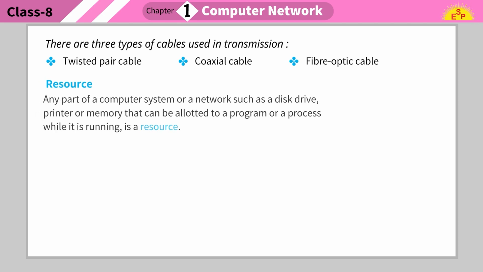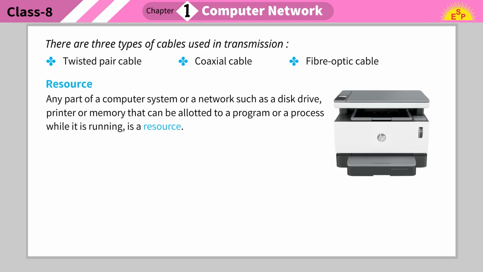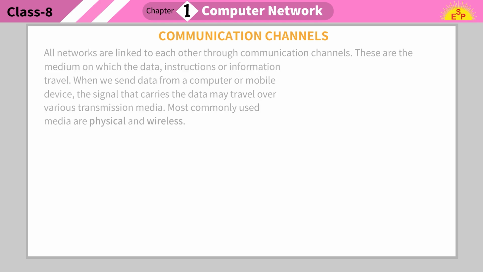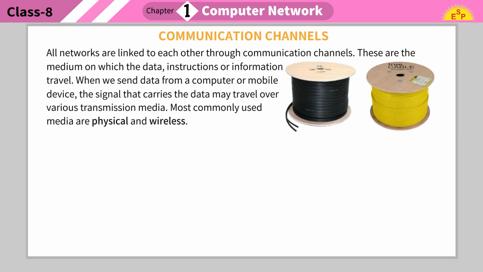Resource. Any part of a computer system or a network such as a disk drive, printer or memory that can be allotted to a program or a process while it is running is a resource. Communication channels. All networks are linked to each other through communication channels. These are the medium on which the data, instructions or information travel.